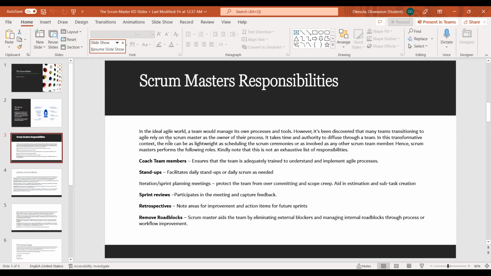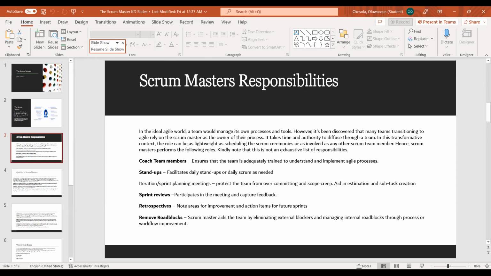One of the responsibilities of a Scrum Master is also to facilitate sprint reviews. He participates in the meeting and captures feedback, right? So he understands everything that is going on, and he picks out all of this information for the sake of documentation, so that every other person that needs to go back to it will go back to it and review. Retrospective, we've already elaborated on the previous time. So it says notes areas for improvement and actions for future sprints, of course.